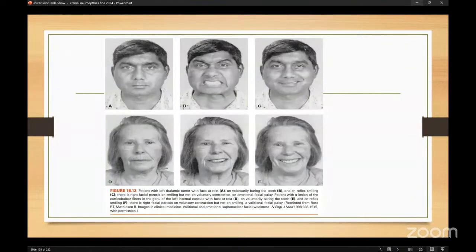So this diagram is from the De Jong actually. When the patient is asked to show the smile, it is happening bilaterally normally. But when he is laughing, there is a deviation. So this is emotional facial paralysis. Okay. And here the patient is asked to smile and then there is a deviation happening here. But when the patient is naturally laughing, it is normal. So this is a volitional facial paralysis.